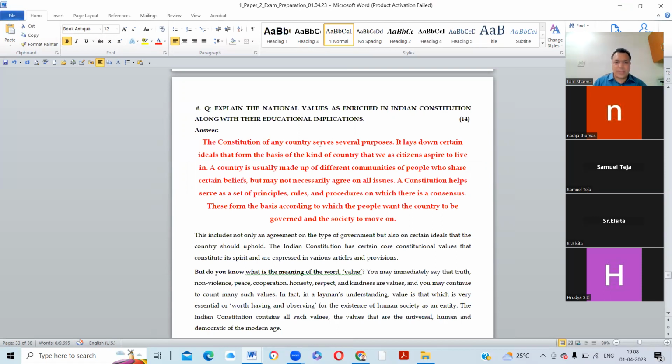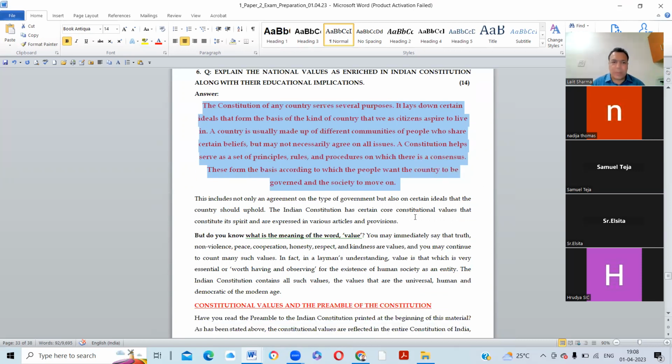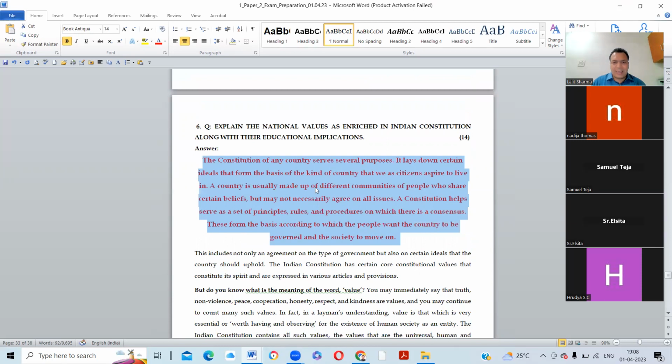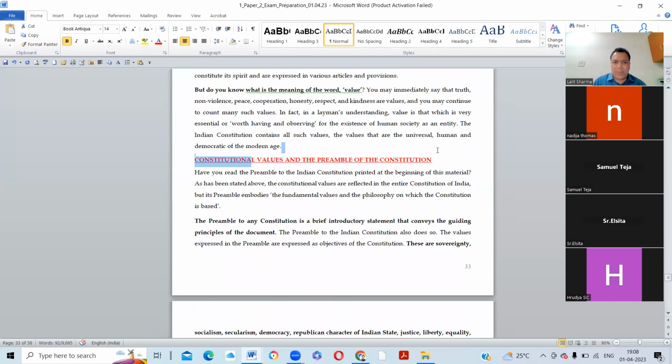So look, the Constitution of any country serves several purposes. It lays down certain ideals that form the basis of the kind of country that we as citizens aspire to live in. A country is usually made up of different communities of people who share certain beliefs but may not necessarily agree on all issues. A constitution serves as a set of principles, rules and procedures on which there is a consensus. These form the basis according to which the people want the country to be governed and society to move on. So basically, for the introduction I have written about the constitution, but you have to start from here.